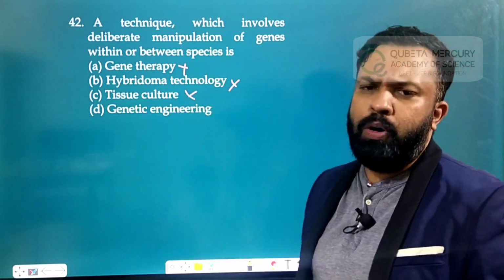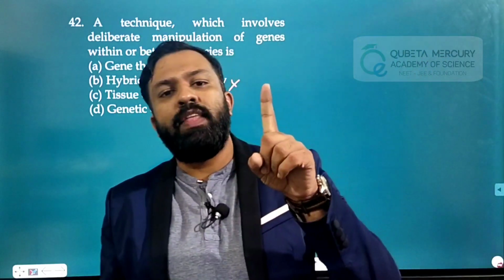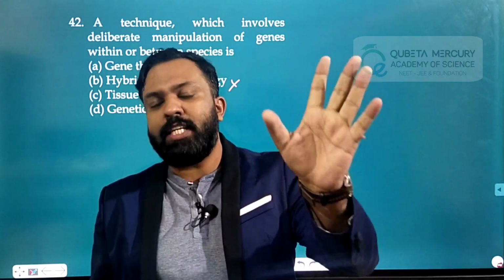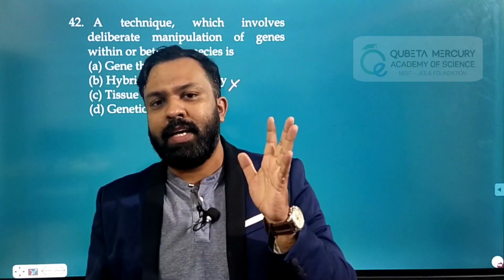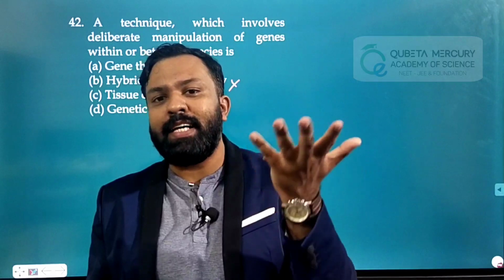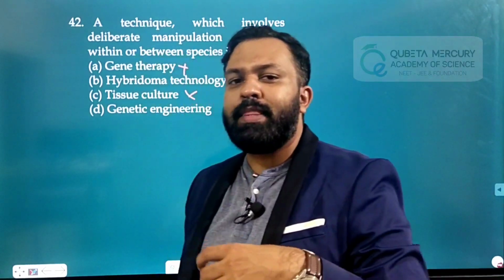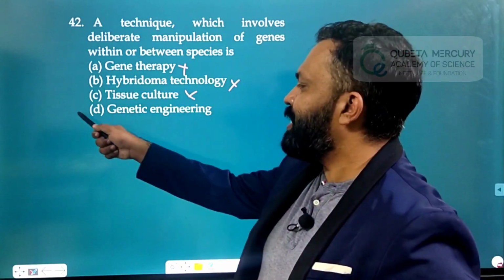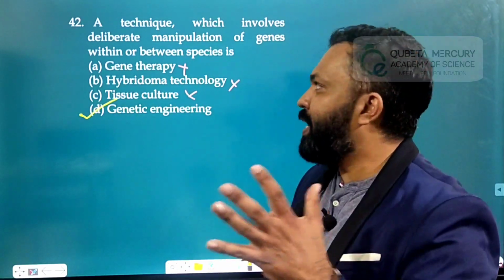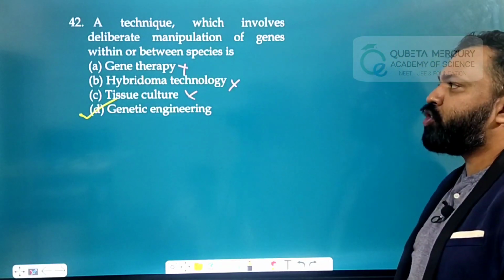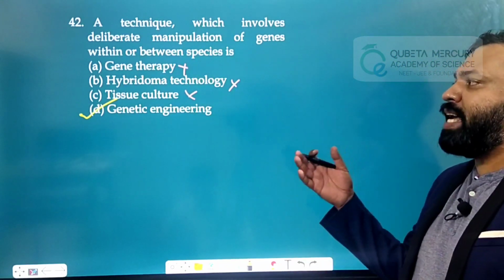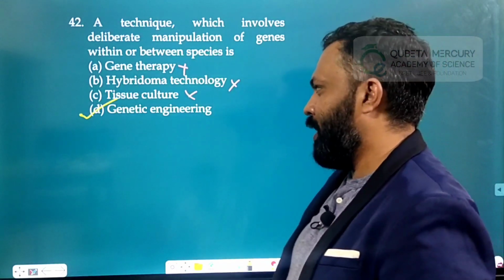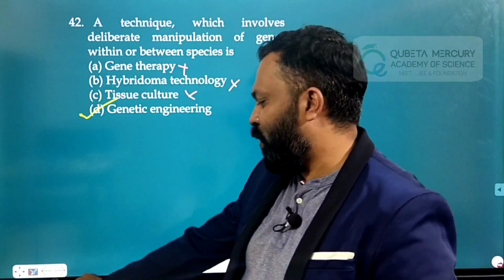Tissue culture, no, because tissue culture is one of the artificial asexual reproduction methods, in vitro vegetative propagation in plants using totipotency as a principle, right? Producing thousands of somaclonal plants from a parent. And thus the right answer is genetic engineering. Genetic engineering is the technique in which the manipulation of genes within or between species is done. Option D is the right one.